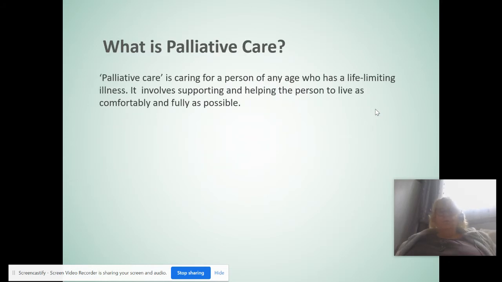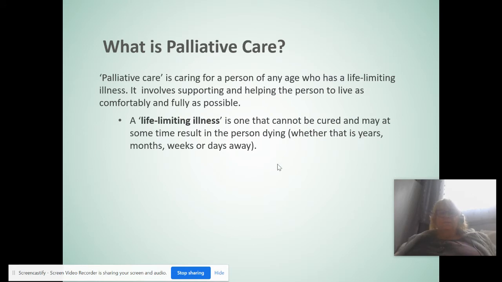So, to start off with, what is palliative care? Well, it's caring for a person of any age who has a life limiting illness. It involves supporting and helping the person to live as comfortably and fully as possible. So that means that anyone that has an illness that is going to shorten their life is given palliative care. Now, we'll go through the palliative care continuum shortly, and I'll show you what it is.